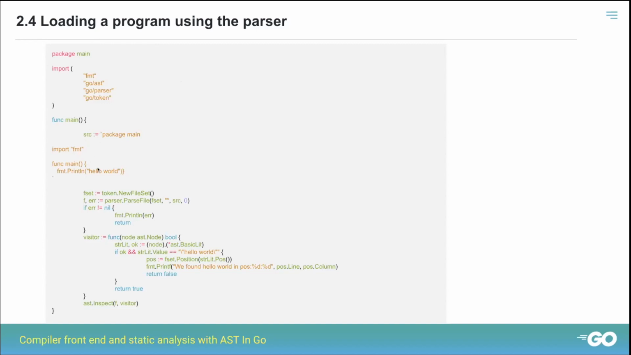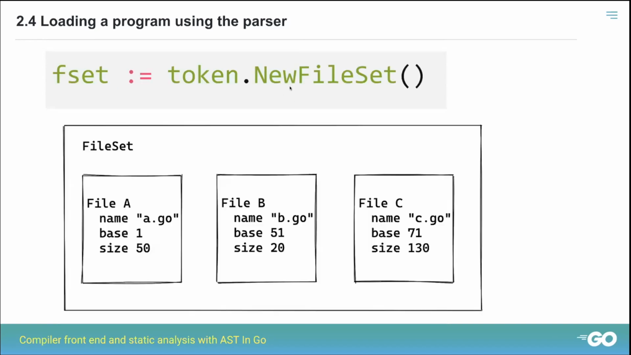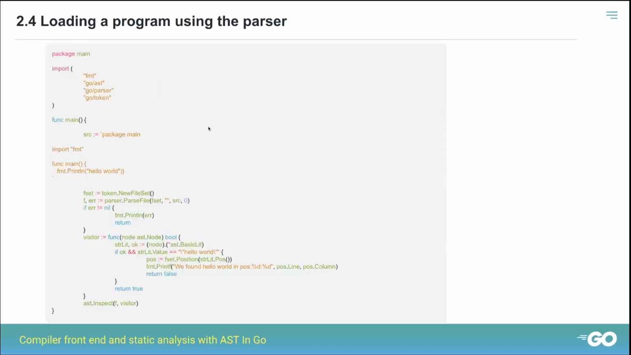And then the first line right after is the fset. So basically we define a new file set. Actually, before I explain what a file set is, I didn't mention what this analysis does. Basically, here we have an analysis that takes source code, takes a program, and tries to find if hello world exists inside this program, inside this string. And if it does, it locates where it is and prints it to the screen. So that's what this analysis does.